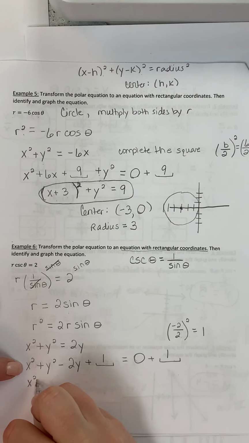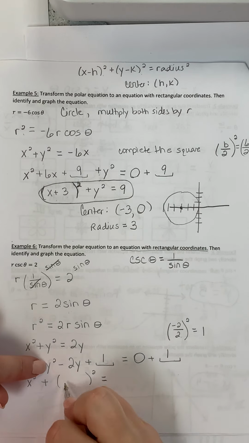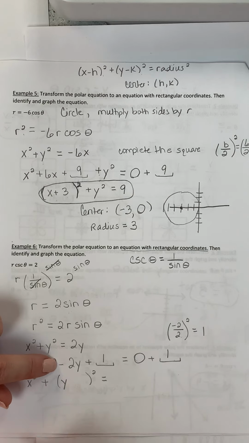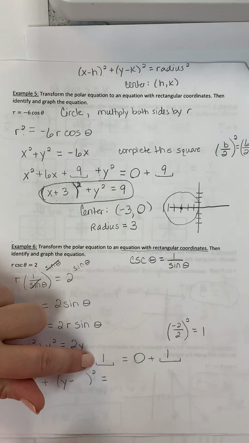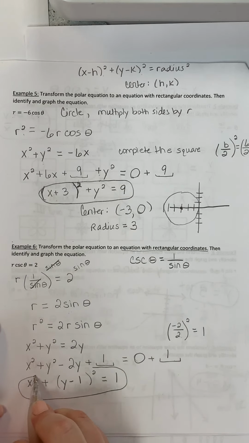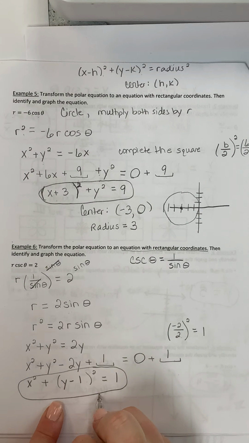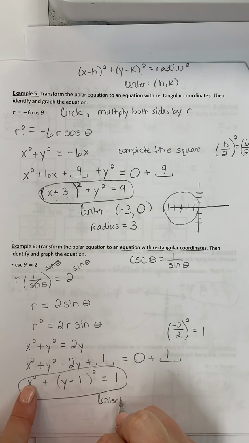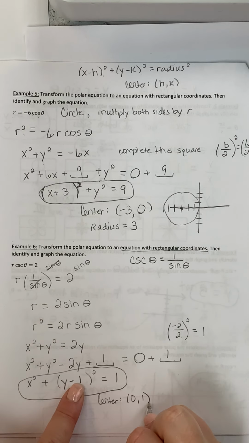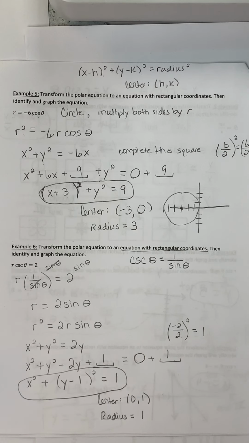Okay, x squared plus, now I'm going to have parentheses squared. I'm going to have the square root of the first term, the sign of the second term, the square root of the last term, equals what's over here on the right. That's my rectangular equation. From this information, I know I have a center at (0, +1), because remember, it's the opposite sign, and a radius, the square root of 1, which is 1.